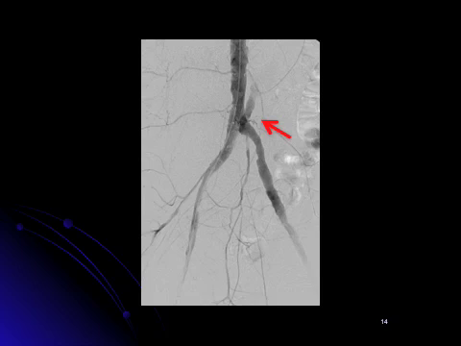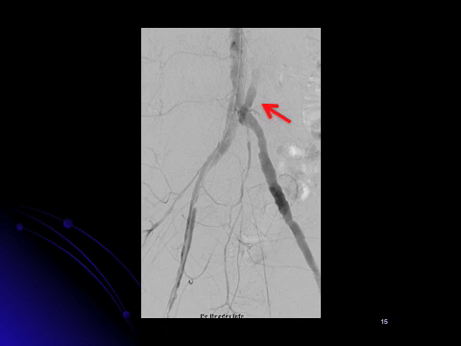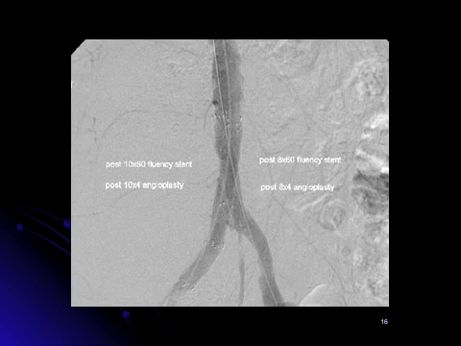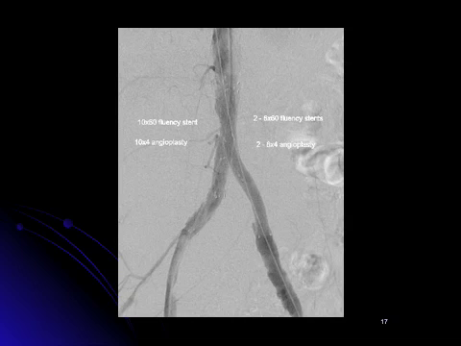At this point, we punctured the left side, put up a guide wire as well, placed a 10 by 6 Fluency on the right side with a 10 millimeter angioplasty, and placed an 8 millimeter Fluency on the left. The reason that we did this was to make sure that the left side still had appropriate flow after the patient's Fluency had been placed on the right side. Follow-up studies revealed excellent flow. Angioplasty was performed to seal the stents appropriately.